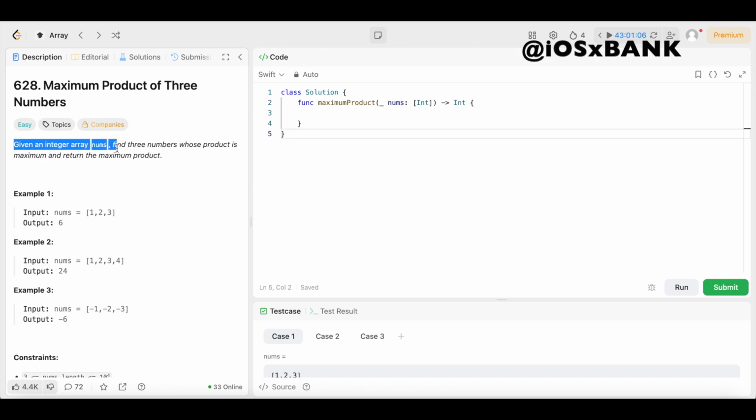Now let's see what the question says. Given the integer array nums, find three numbers whose product is maximum and return the maximum product. All right, y'all, that sounds simple enough.